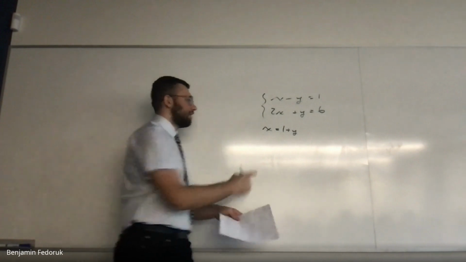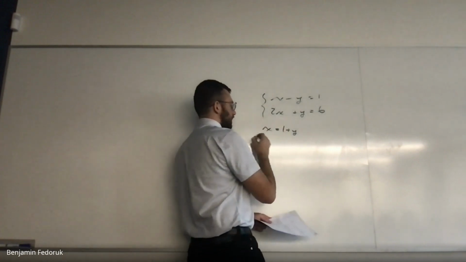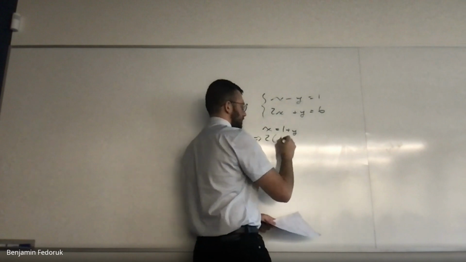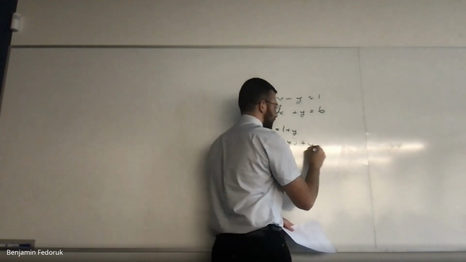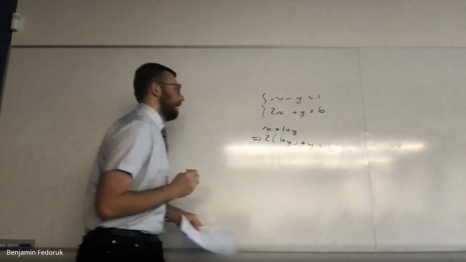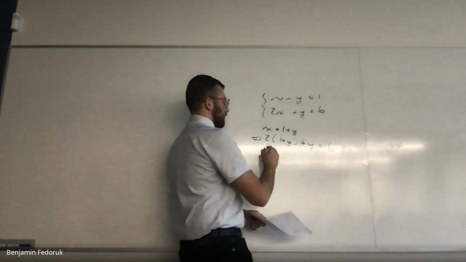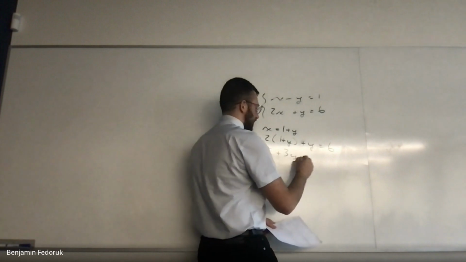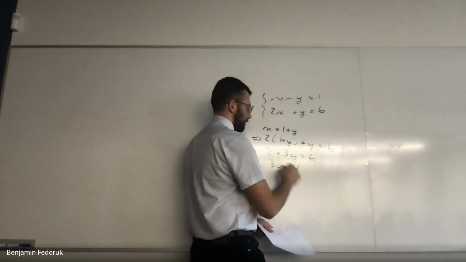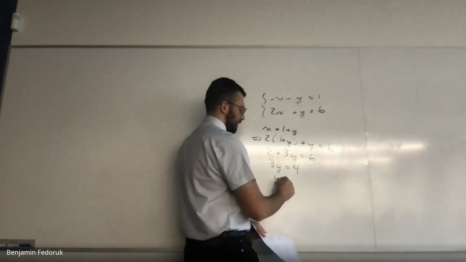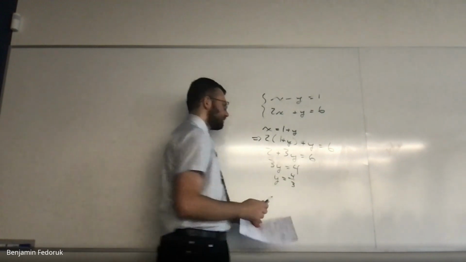And then I can plug that x into here. So I can say 2 times 1 plus y, plus y equals 6. And then I could expand this. I would get 2 plus 3y equals 6. So I get 3y equals 4. If I subtract 2 from both sides, y is 4/3.